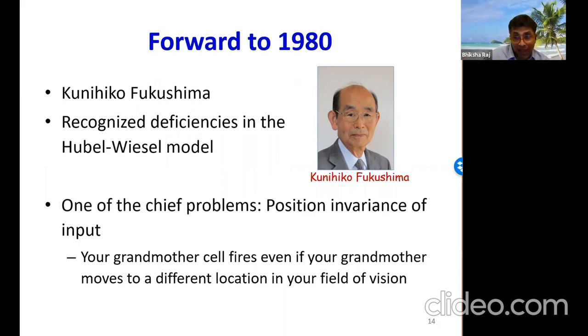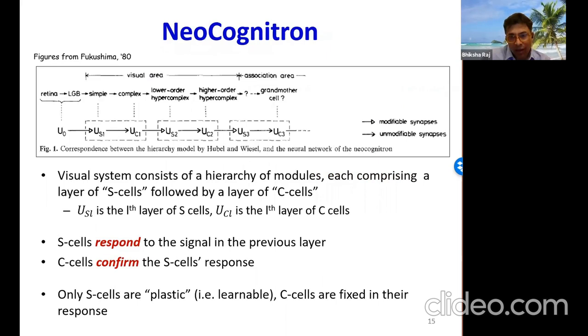But here's what is important. It doesn't matter where in your field of vision she is, whether she's to the right or to the left or to the center. The firing is position invariant. And so this idea was not immediately present in Hubel and Wiesel's model. Fukushima incorporated this kind of positional invariance into his model. Fukushima's model was called the NeoCognitron.